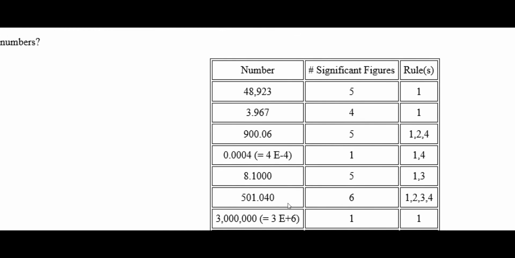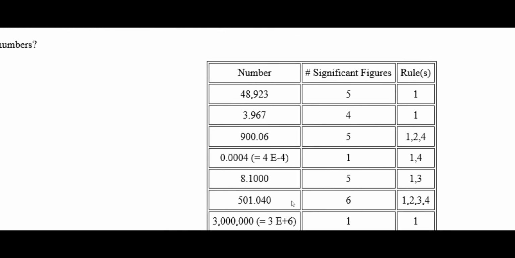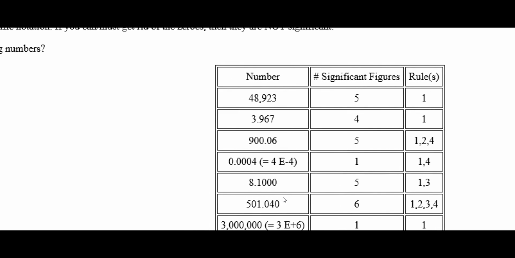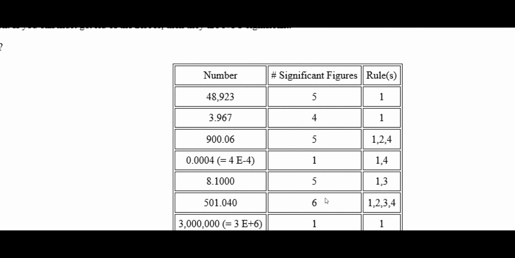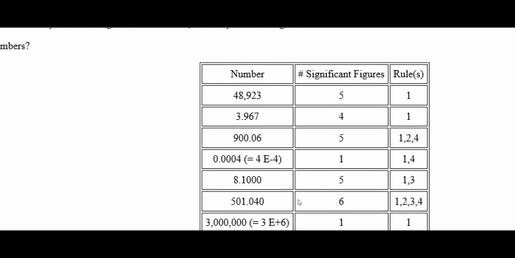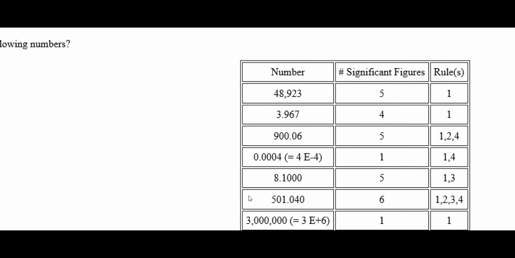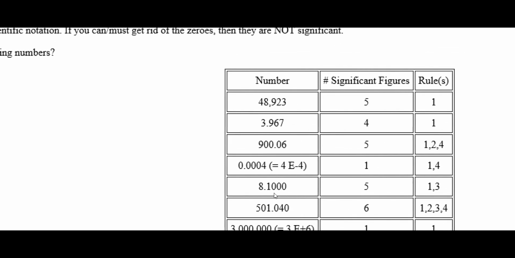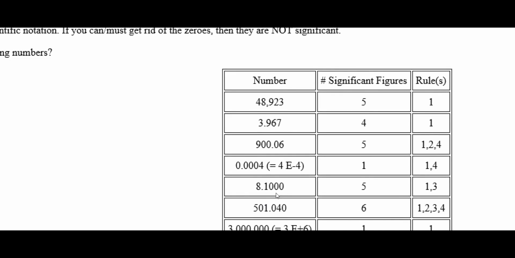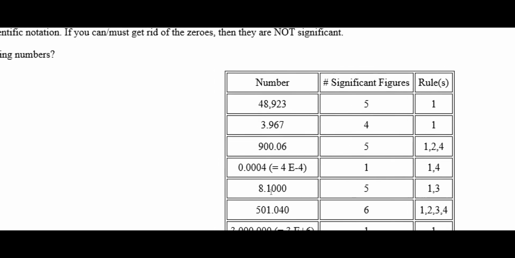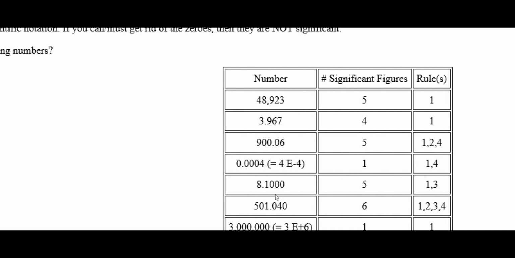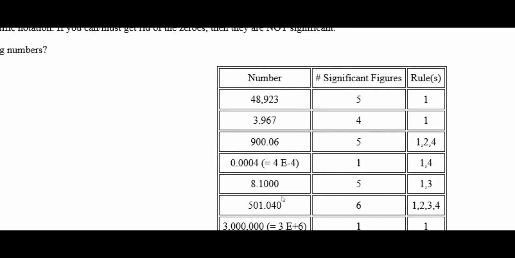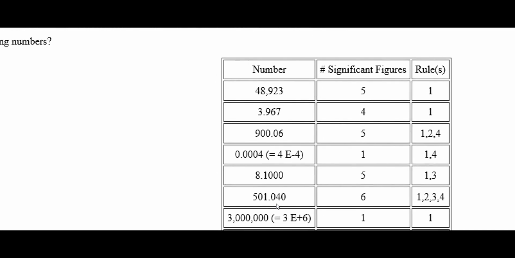Now if we take a look at 8.1000, in Miss Fontaine's class, we say that all zeros after a number that is specified are significant. So 1, 2, 3, 4, 5. In 8.1000, all the zeros that come after are significant no matter what. All zeros that come before are not significant. So, there you have it.